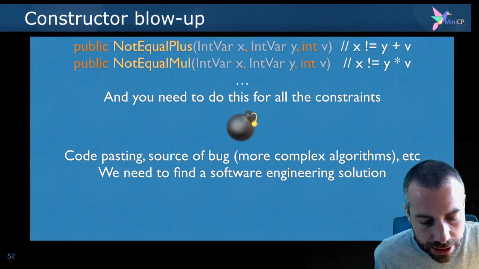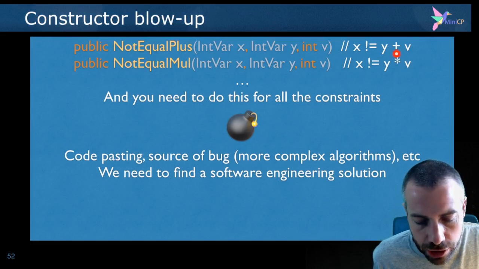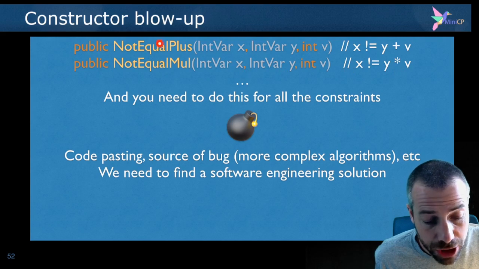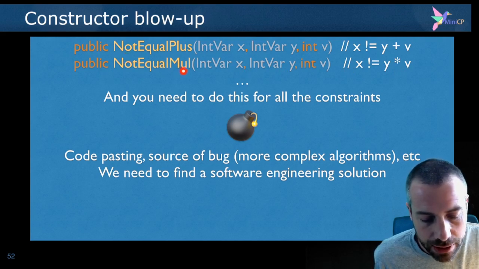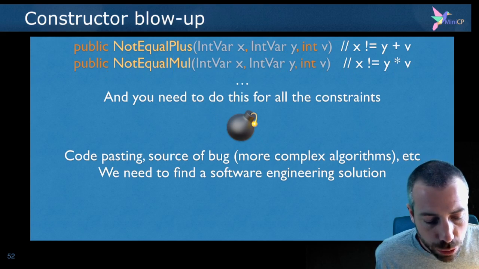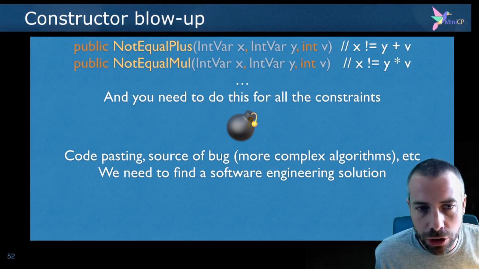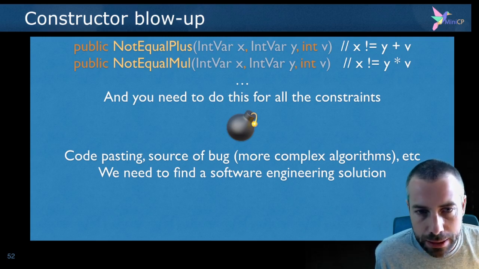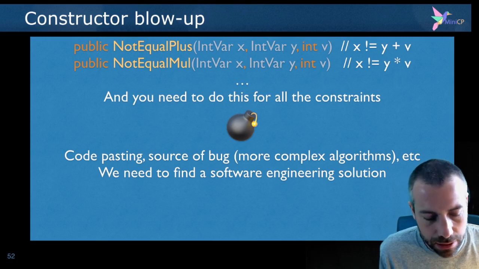As an example, if you want to apply an addition or multiplication, you would need to specialize every constructor with a not equal plus, not equal multiplication, and so on. So you would need many different types of constructors, and there would be copy paste everywhere. This is a source of bugs. You need to maintain more code. You need to maintain more algorithms, and so we really need to discover a software engineering solution to this problem.